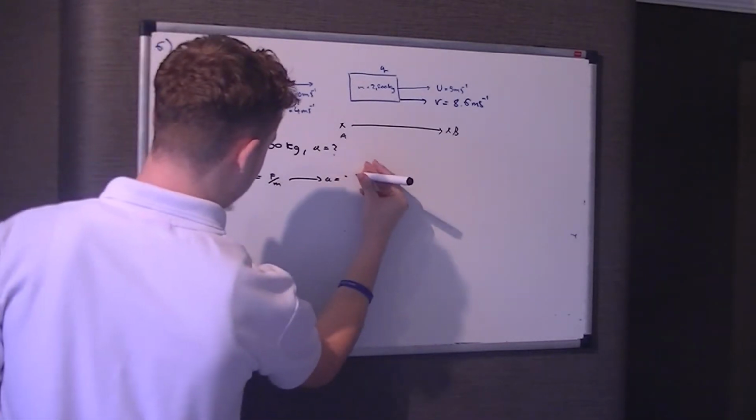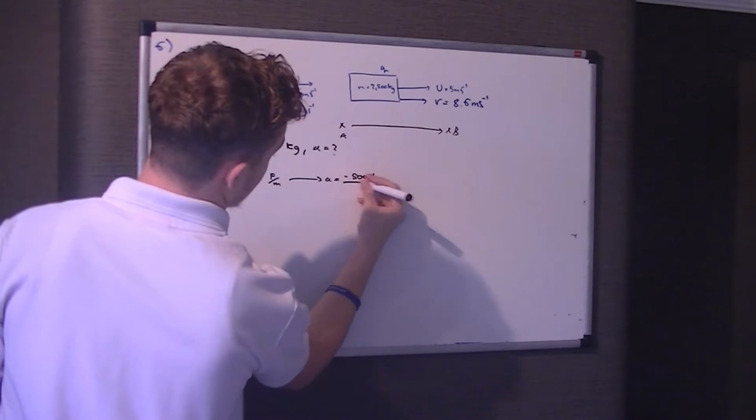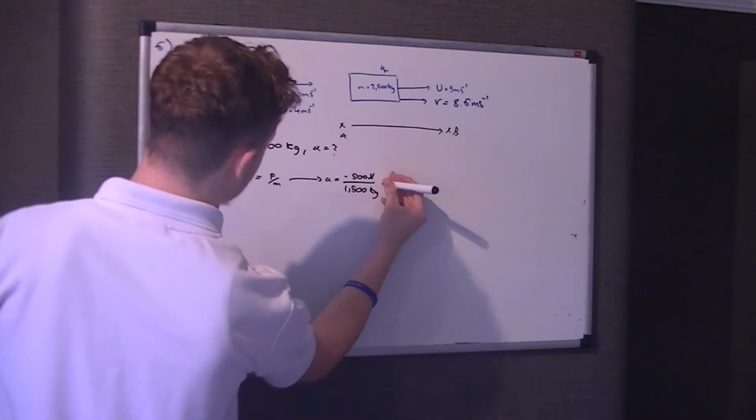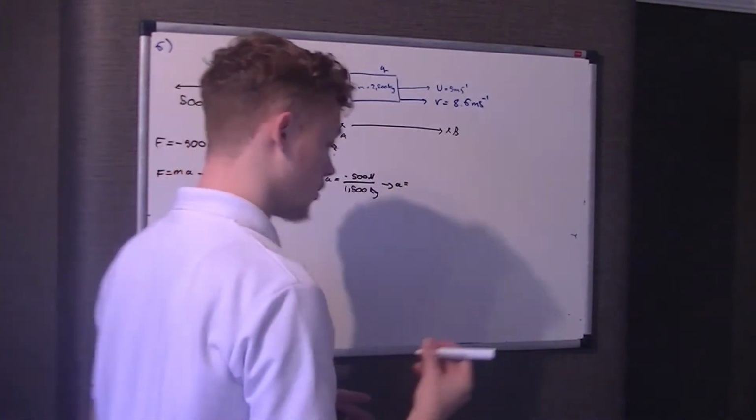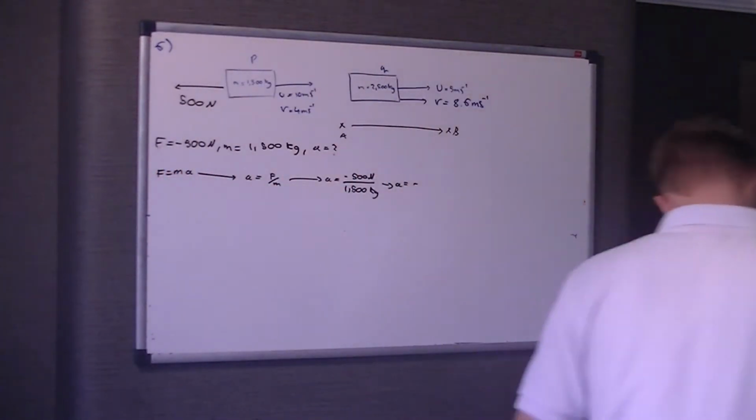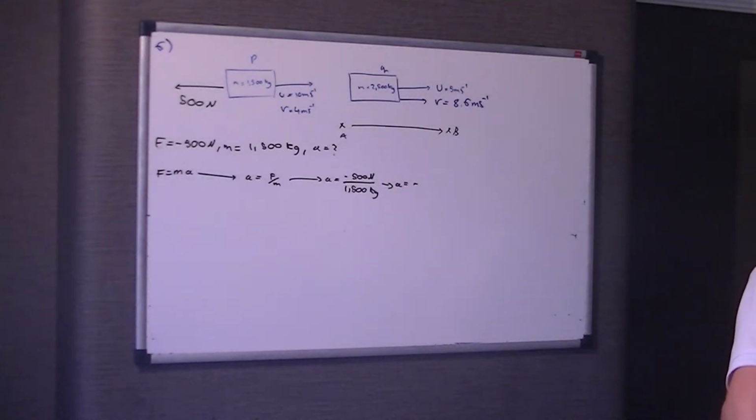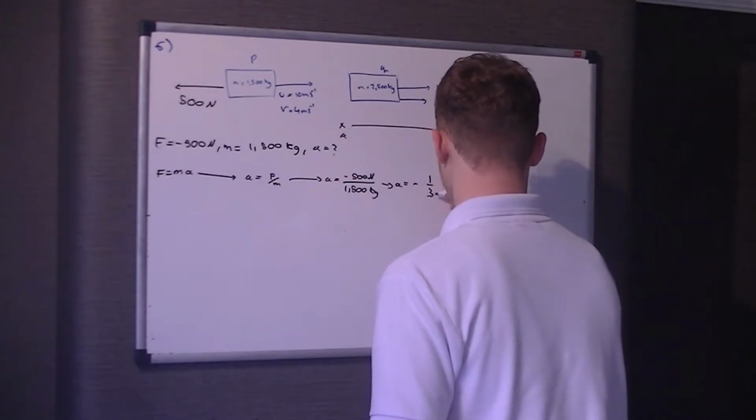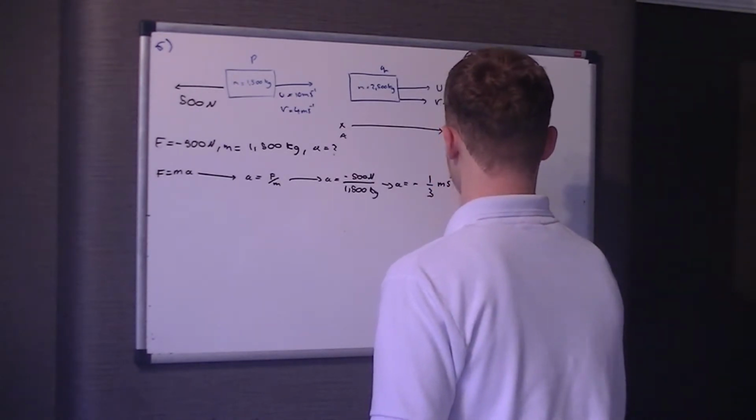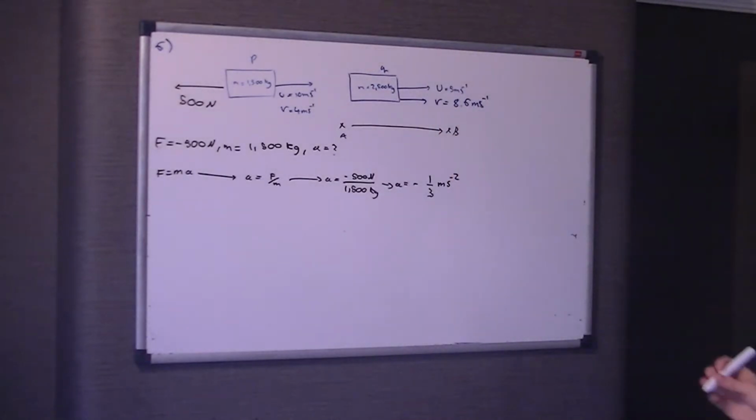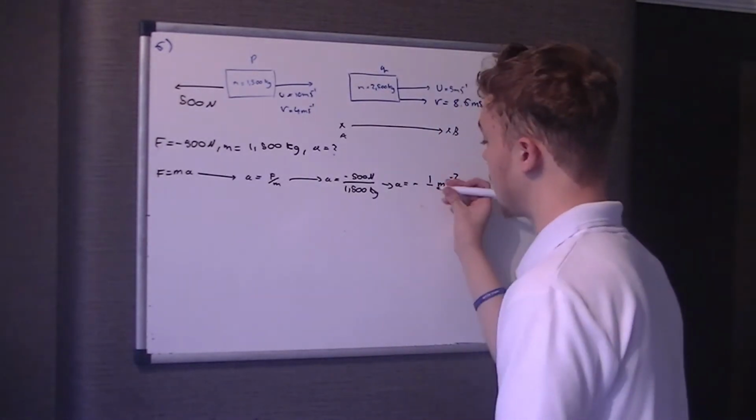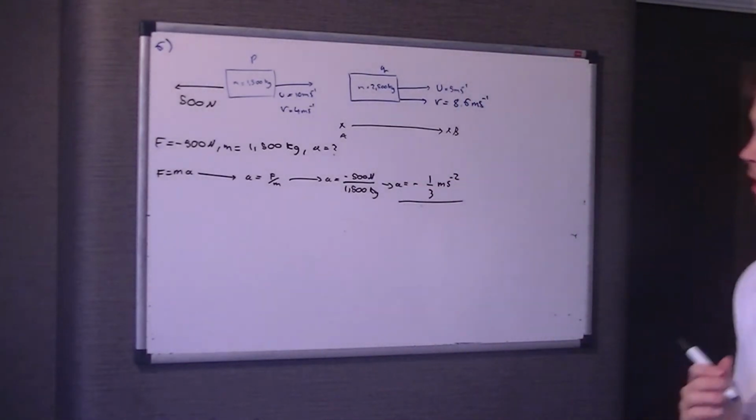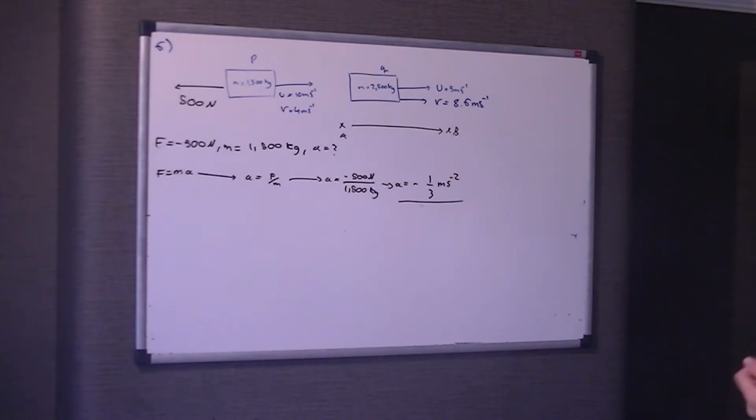So F is minus 500 newtons over 1,500 kilograms. Therefore A is equal to minus 1/3 meters per second squared. Okay, so we've got a value for A. That'd be equal to 0.3 recurring, but I'm just going to leave it as a nice fraction. So that's very good. We worked out the deceleration, but it's not quite asked us that.